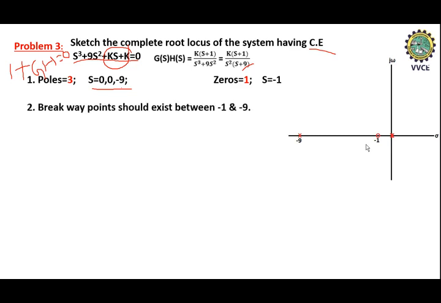The breakaway point should exist between minus 1 and minus 9, because there is no distance between these two poles at the origin, and the breakaway point is required only for these two poles, because we will check whether the branches are root locus or not in the next step.